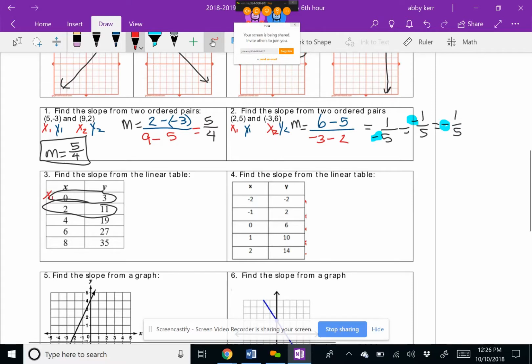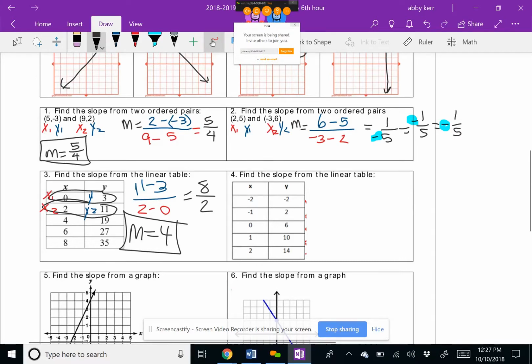This is your x1. That's your x2. y1, y2. Students that rush through it really make some silly mistakes, and then their whole problem is going to be wrong. So 11 minus 3, and then 2 minus 0. So 11 minus 3 is 8 over 2. Always simplify the fraction, so then you get m equals 4.